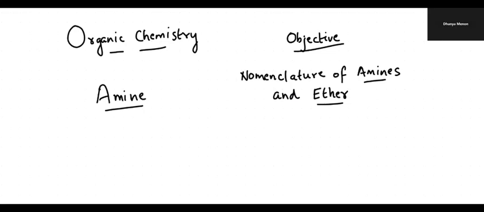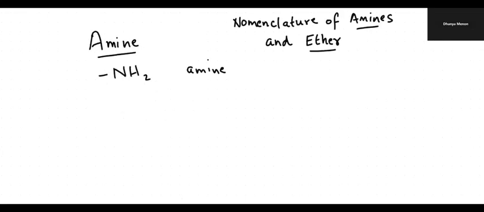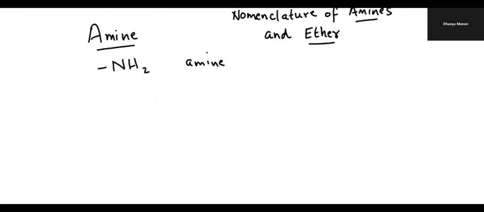So amines is NH2, and the secondary suffix that we use is amine, and it is not a terminal functional group. That means it can appear anywhere in the chain. Okay, so to start with, naming of amine, nomenclature of the amine. It's not a terminal functional group, it can appear anywhere.